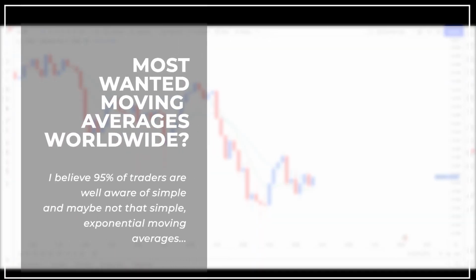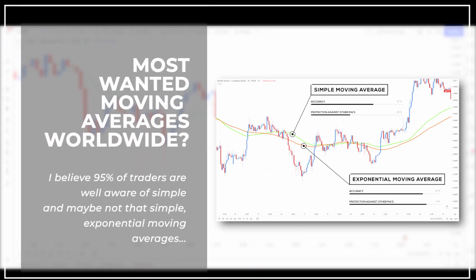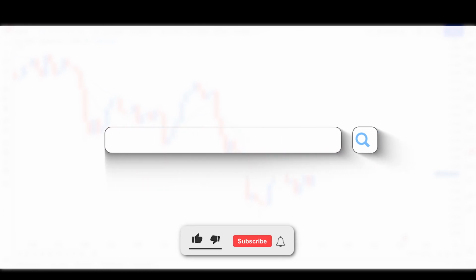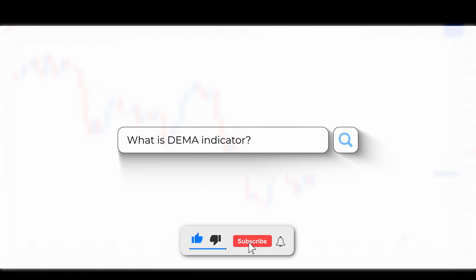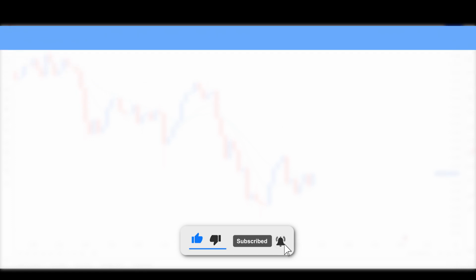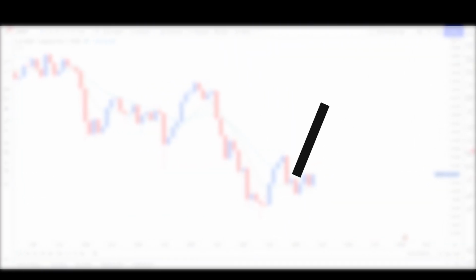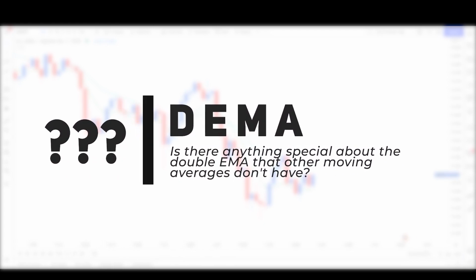So let's get started. Most traders are already familiar with the most commonly used moving averages such as the simple moving average and the exponential moving average. However, if you trade in Forex or stocks, the double exponential moving average may be worth considering if you want to trade with more precision and less lag. But what is it about the double EMA that makes it so important that other moving averages lack it?